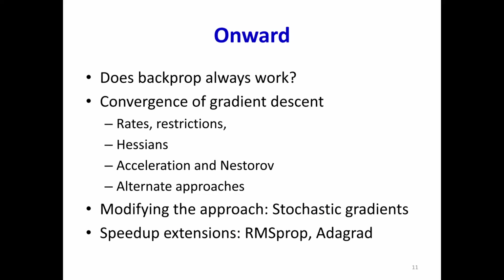So we've looked at backpropagation rules to compute derivatives. And we know that backpropagation computes derivatives for gradients, which are employed within the gradient descent rule, right? So the question is, does this actually work? Does gradient descent converge and give us the correct answer? What are the rates and how does it converge? We're going to look at rates, restrictions, Hessians. And in the next class, we're going to look at ways of speeding this up.